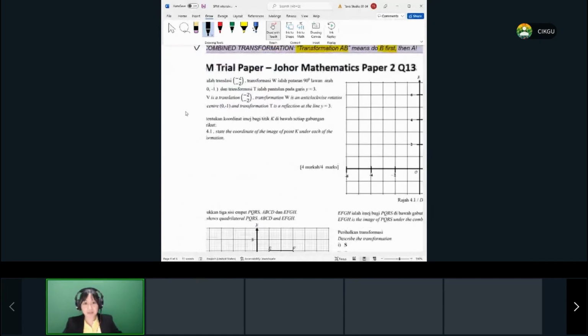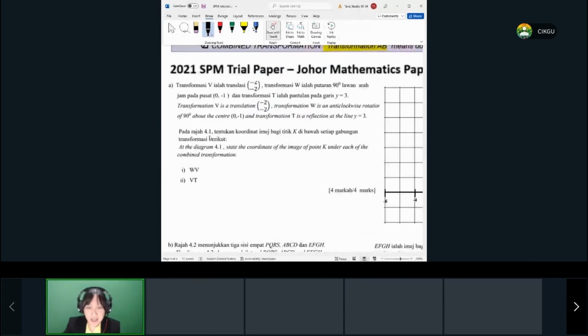All right, what do they say? Transformation V. Let me write this down. V is a translation -2, -2. Then W, so there's another transformation. It's an anti-clockwise rotation about... One step at a time. So first of all, rotation. Direction anti-clockwise, 90 degrees, about the center 0, -1. Done. This is transformation W.